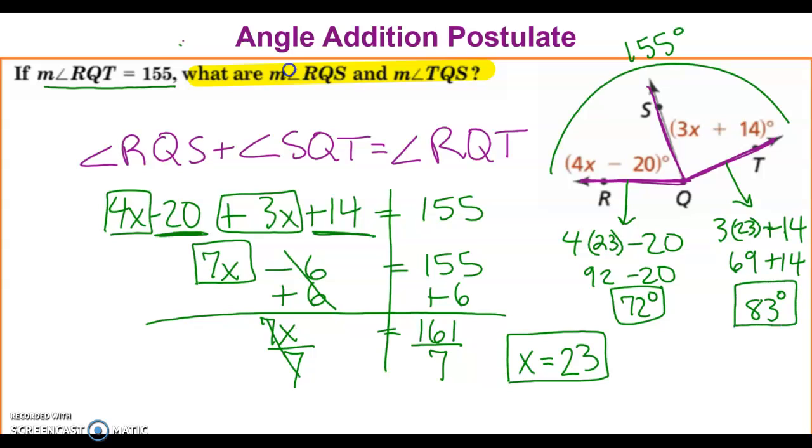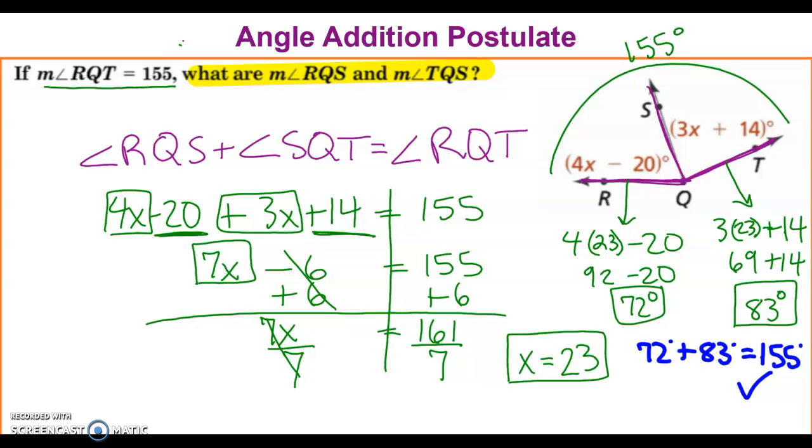Now, how do we check our work to see that those two angles are correct? We know that they should add up to 155 degrees. So add them together. 72 degrees plus 83 degrees does in fact equal 155 degrees. So check, we know those answers are correct. And that's what the angle addition postulate does. It helps us to find those angles that we don't know. But in order to do that, we have to solve for x. Create an equation and solve for x first.